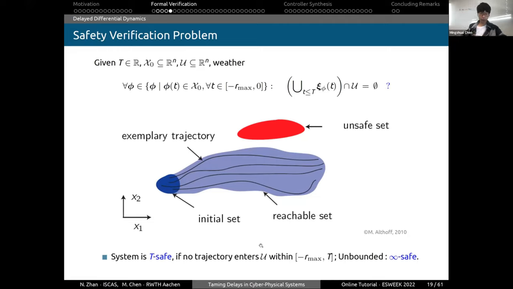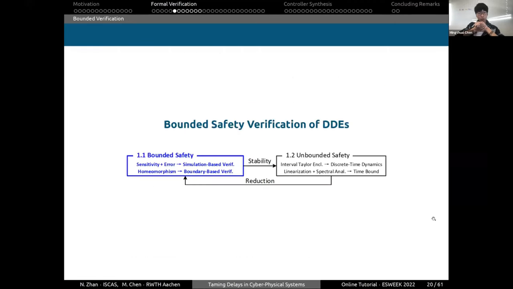Here we distinguish two types of safety. We say that the system is T-safe if no solution enters the unsafe set within the time interval from minus maximum delay up to time instant T. When T goes to infinity, we specifically say that the system is infinite safe, so it is safe in the entire time horizon from minus R max to infinity. Now I will go through the technical parts. In the first part, we talk about bounded safety, safety up to some given time bound T. Then we will see how this can be extended to unbounded safety by using some stability results.